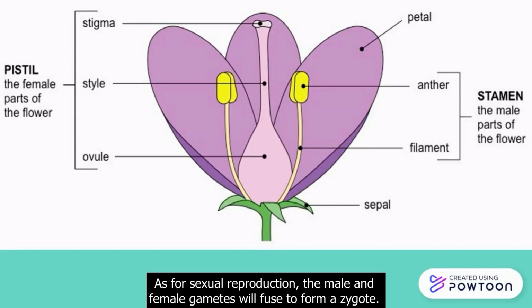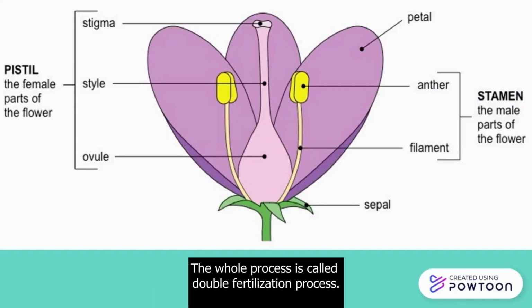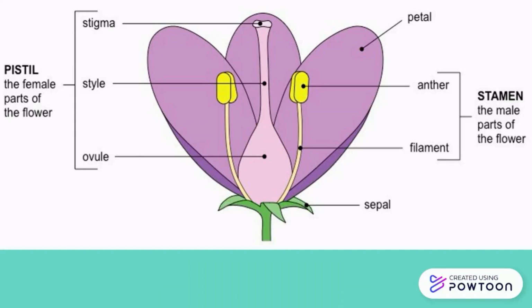As for sexual reproduction, the male and female gametes will fuse together to form a zygote. The ovary will develop into fruit and the ovule will develop into seed. The whole process is called the double fertilization process.